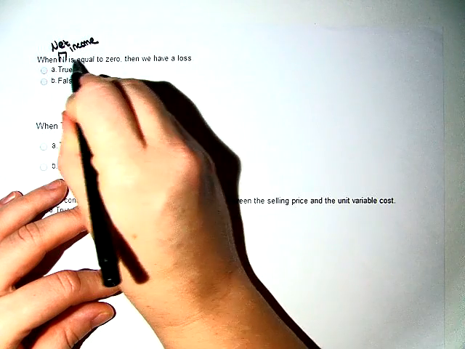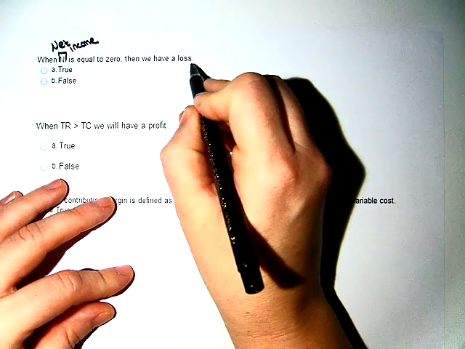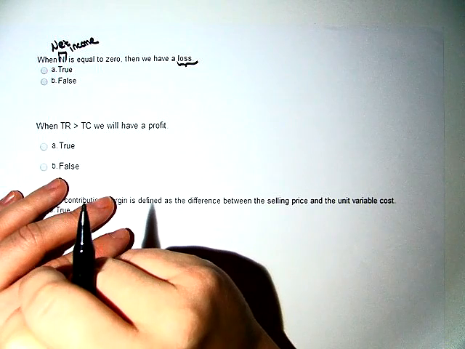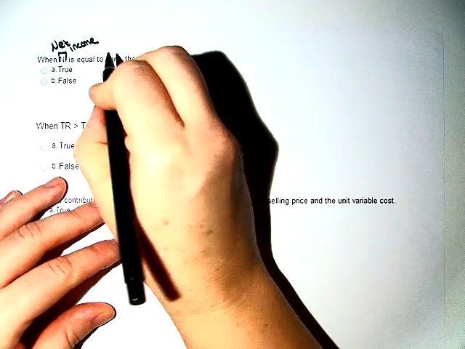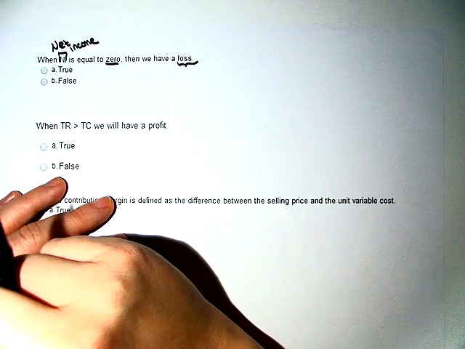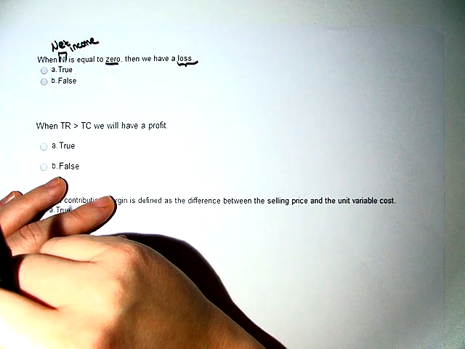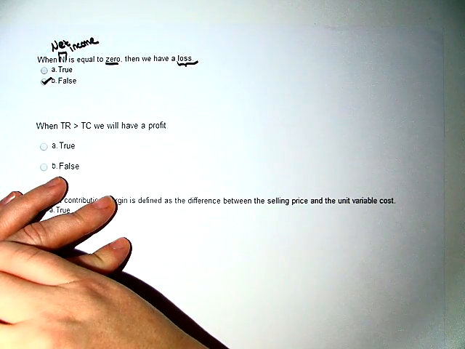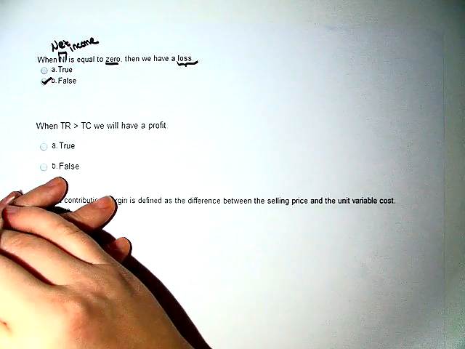So if the net income is equal to 0, we have a loss. Okay, well, the term loss means that you owe something. Well, if you owe nothing, do you have a loss? And the answer is false. Now, if the net income is equal to 0, you also don't have a profit. That is called the break-even point.